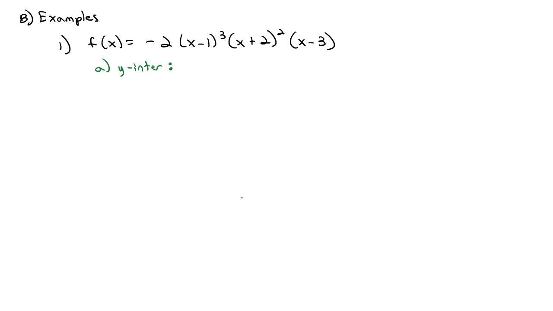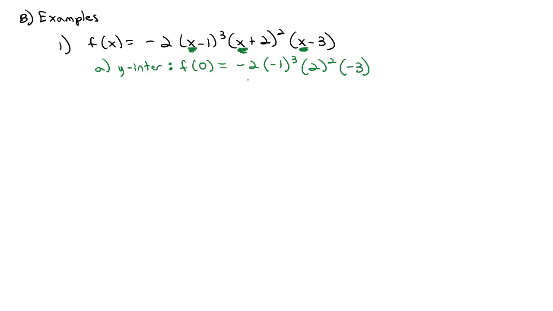Remember, to find the y-intercept, all I need to do is make each of the x's equal to 0. I find f of 0, which is going to be -2 times, when the x is 0, I get 0 minus 1, which is -1 cubed, times the x is 0, 0 plus 2 is 2 squared, times, again the x is 0, 0 minus 3 is -3.